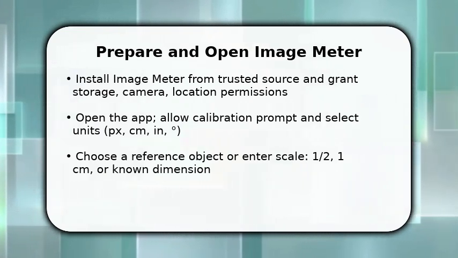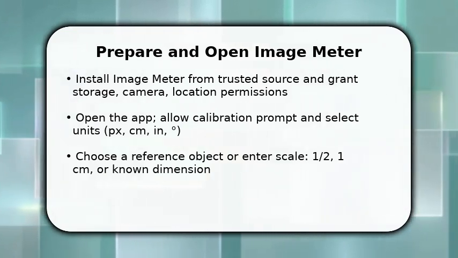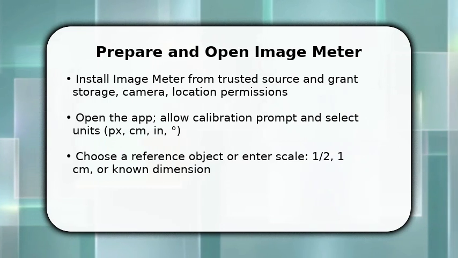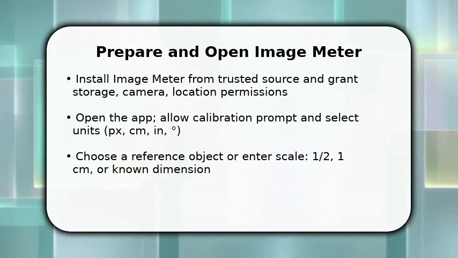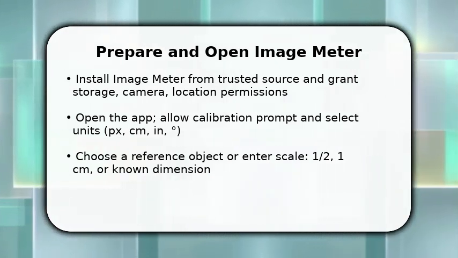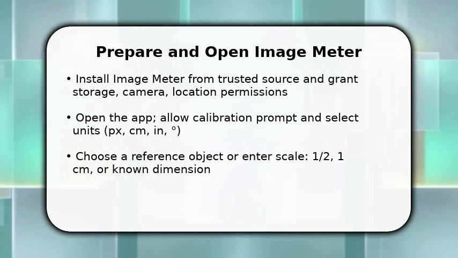Next, set a reference object or explicit scale. Enter a known length like 1/2 inch or 10 cm, or use a calibration card. Doing this first ensures all subsequent measurements are accurate, and it saves time by preventing rework later.